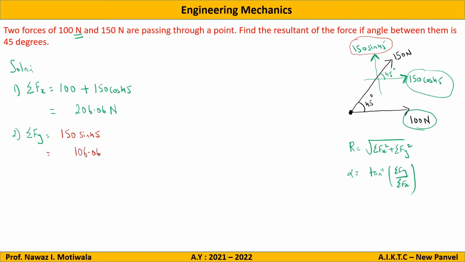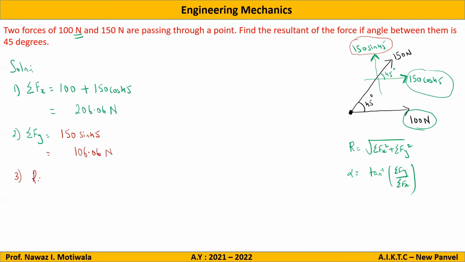106.06. And next time when you give me the answers, give me proper units. Newton, because you have observed in your unit test paper, I have deducted marks for units. So we got the first and second answers. Now I will get my formula, the third.